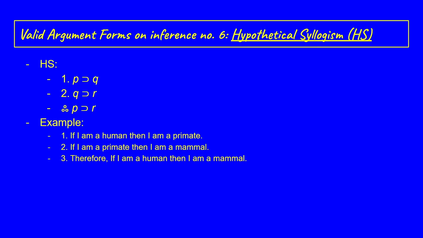The sixth valid argument form is hypothetical syllogism. It takes the form of P horseshoe Q, then Q horseshoe R, therefore P horseshoe R. You can think of it as eliminating the middleman with two material conditionals. An example of such an argument would be, if I am a human, then I am a primate. If I am a primate, then I am a mammal. Therefore, if I am a human, then I am a mammal.